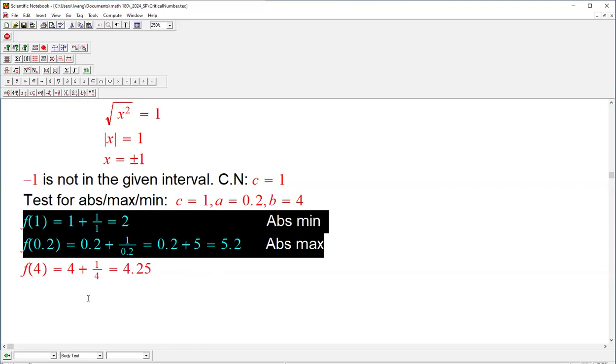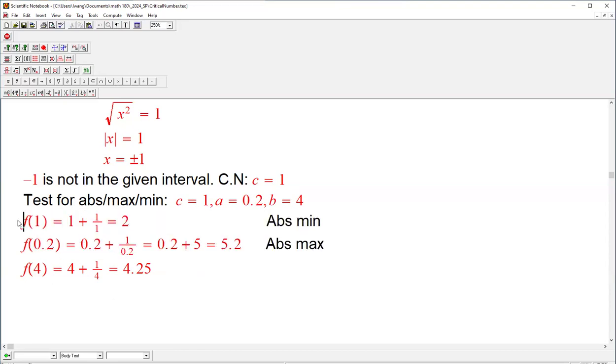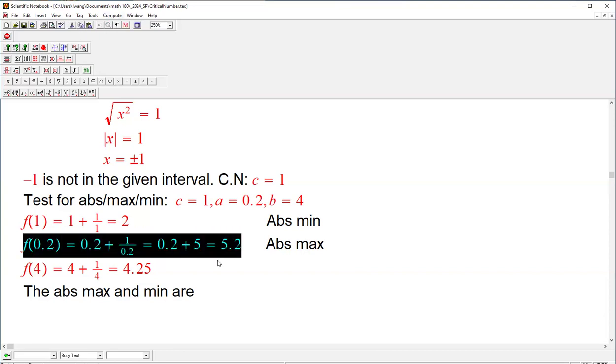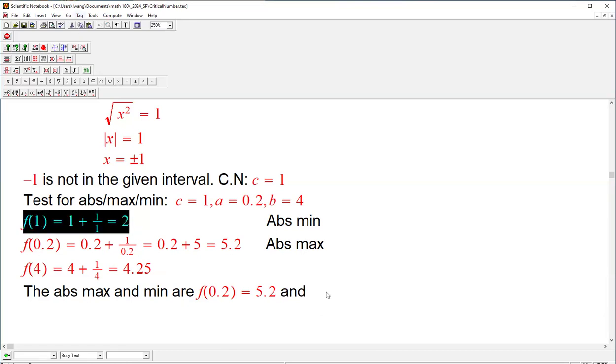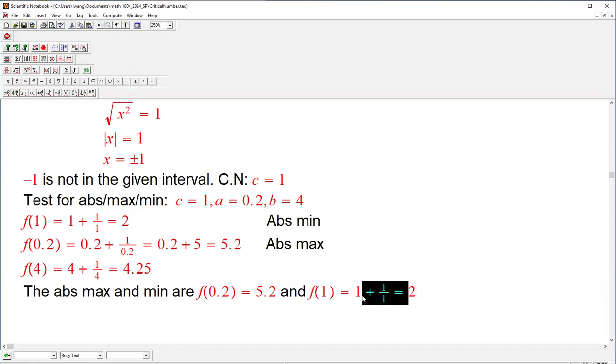And we're done with this question. So you can answer the question by saying this is the absolute max, and the absolute min is f of 1 equals 2. And it's done.